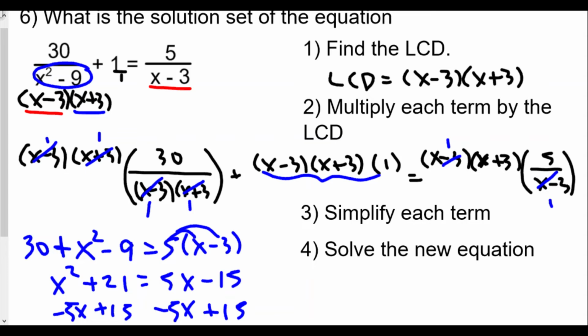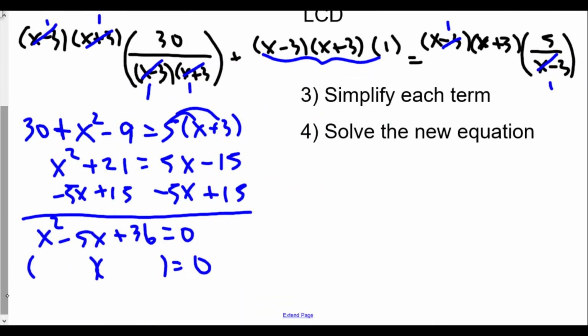So it should be 5 times x plus 3, which means you have, in this case, 5x plus 15, and instead of adding 15 to both sides, we should be subtracting 15 from both sides. So yeah, I make mistakes. I apologize for that, ladies and gentlemen. Not perfect, but we can always make corrections. And so now, instead of x squared minus 5x plus 36, it should be x squared minus 5x, and 21 minus 15 is going to be 6. And that's definitely much more reasonable.